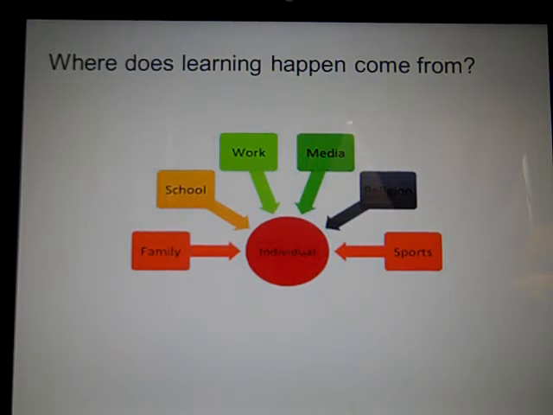Where does it come from? It's kind of a typo there. There should be some ellipses right there. So where does learning happen and where does it come from? Well, I submit to you, and you'll want to just make some general notes. This is a good slide to kind of jot down.